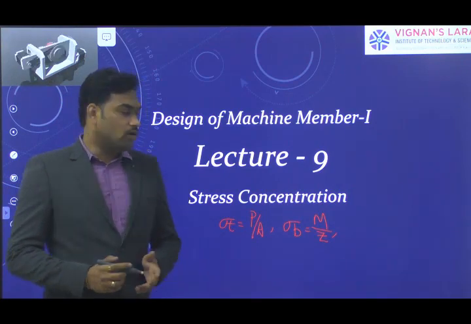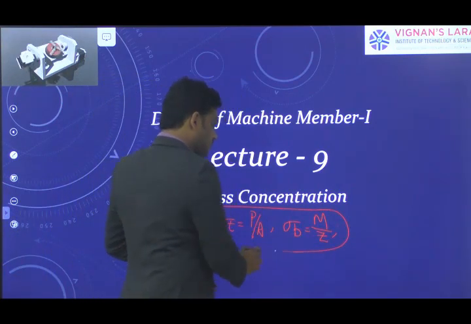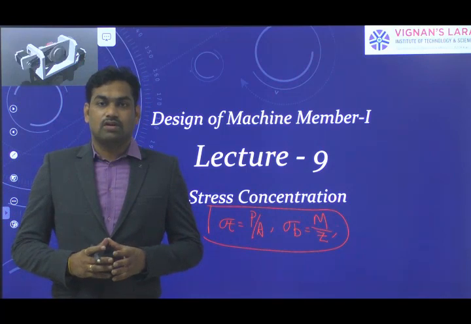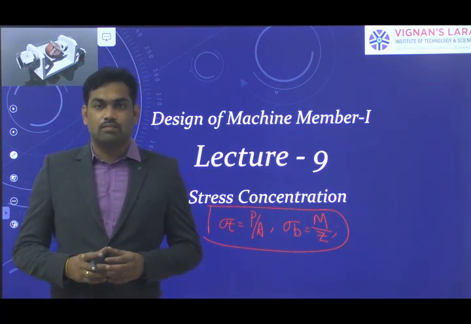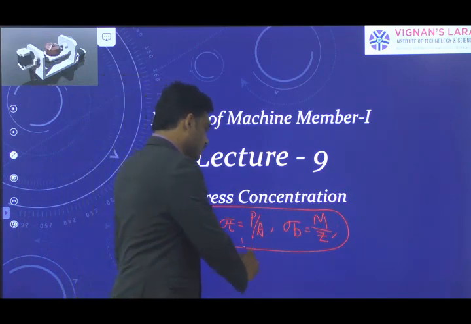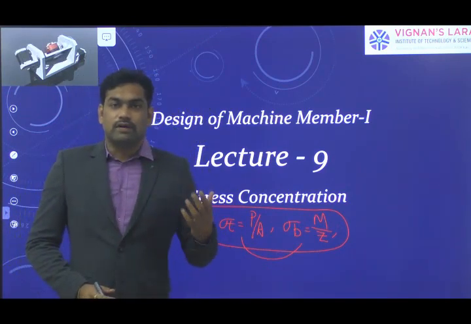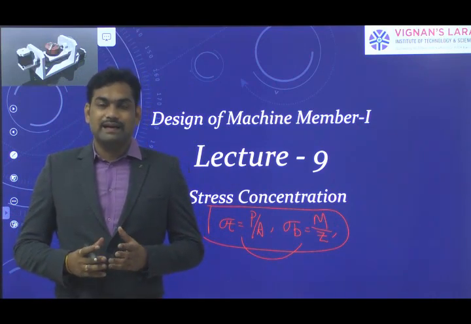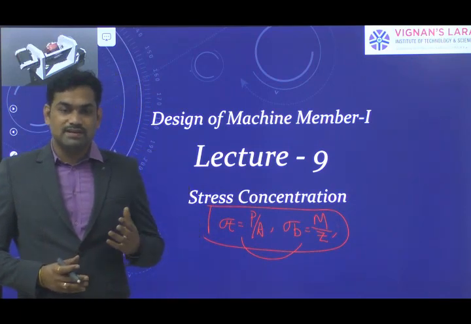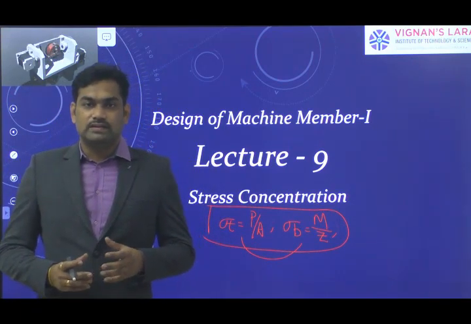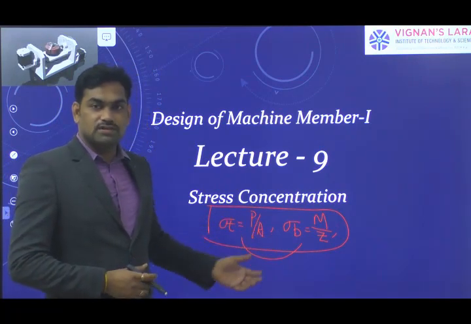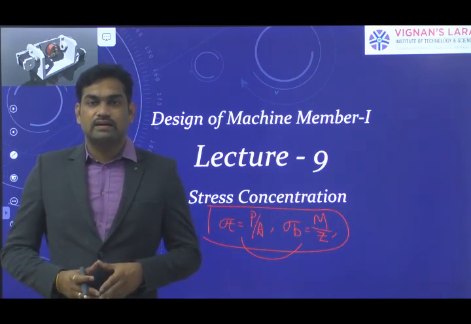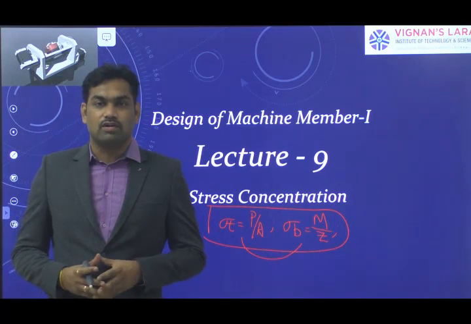In these cases, whatever equations we have written for calculating stresses, there is an assumption that the cross-sectional area of the machine component is uniform. These basic relations assume the component has a uniform cross-sectional area. But in practical cases, these equations are not applicable, because it is impossible to maintain a uniform cross-section throughout.